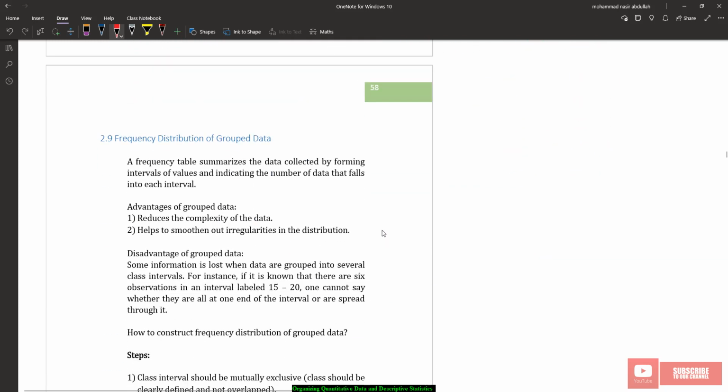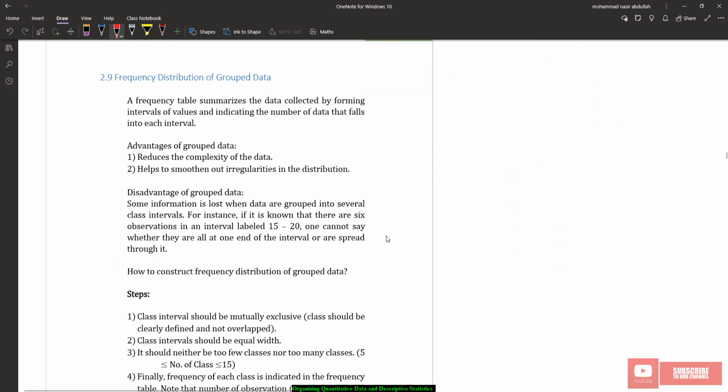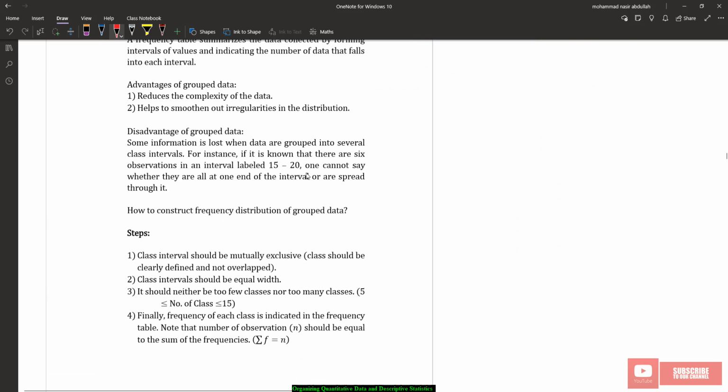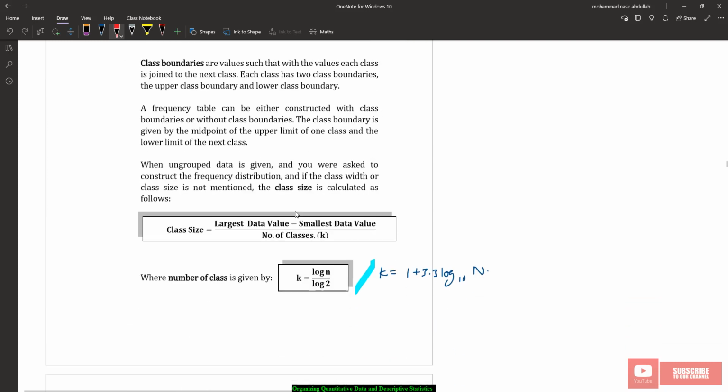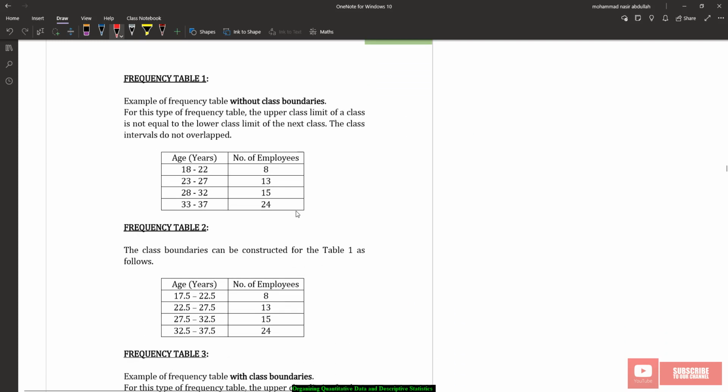Okay, let's look at the frequency distribution of grouped data. This is on page number 58, I already explained step by step. So how are we going to construct the grouped frequency table from ungrouped data, right? So okay, this one. Okay, let's see.